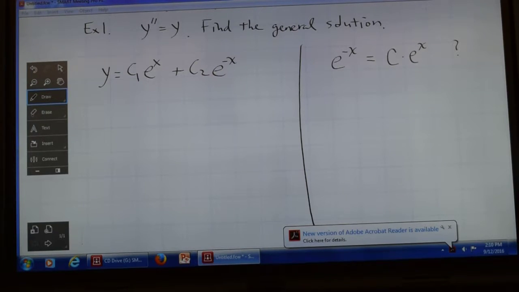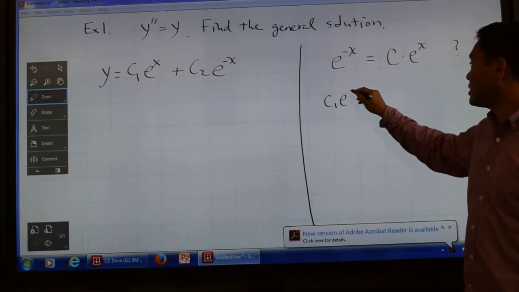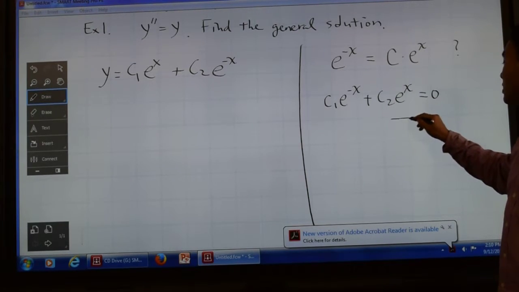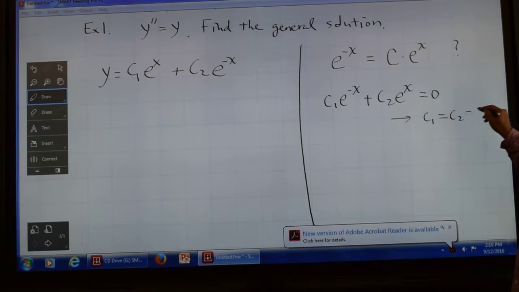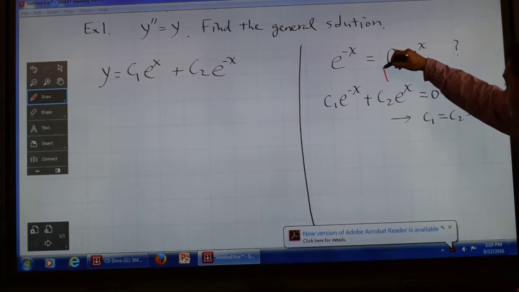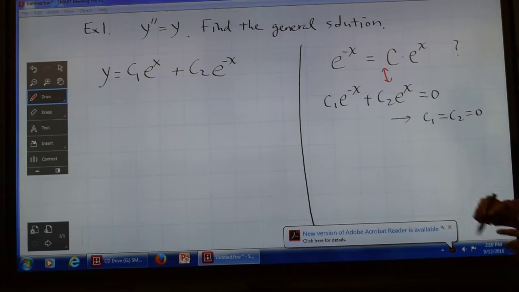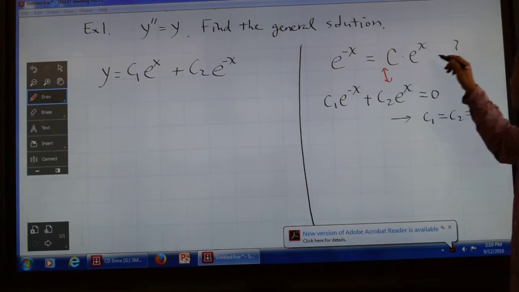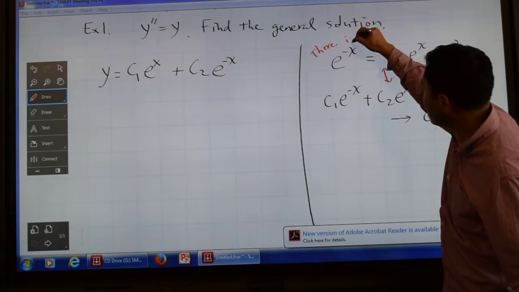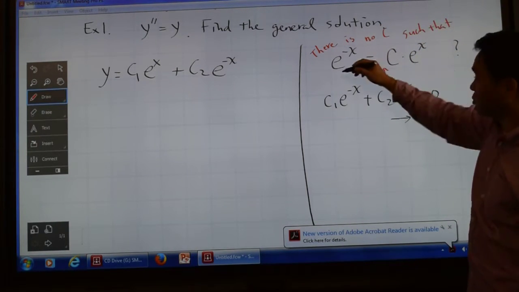Now another form of this is equivalent to saying that C1 e to the negative x plus C2 e to the x equal to 0 should imply that C1 and C2 should equal 0. So these two statements are the same. No, they're actually the statement that this is never true. So there is no C such that this is true.